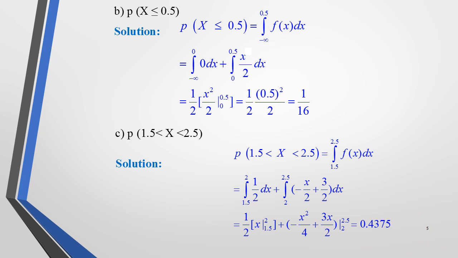Number C, find the probability that x is greater than 1.5 and less than 2.5. Note that in the case of continuous random variables, the probability that a random variable takes any particular value is equal to 0. So, the probability of x greater than 1.5 and less than 2.5 is equivalent to the probability that x is greater than or equal to 1.5 and less than or equal to 2.5.